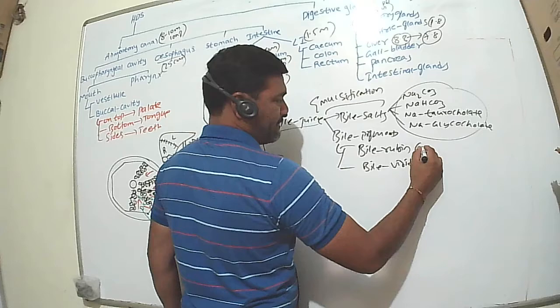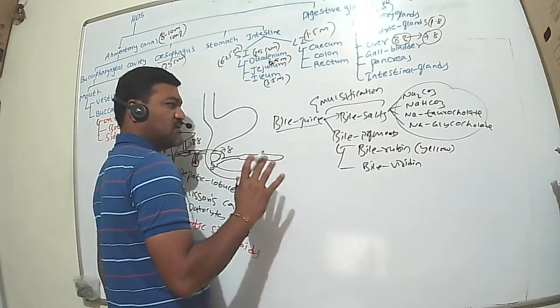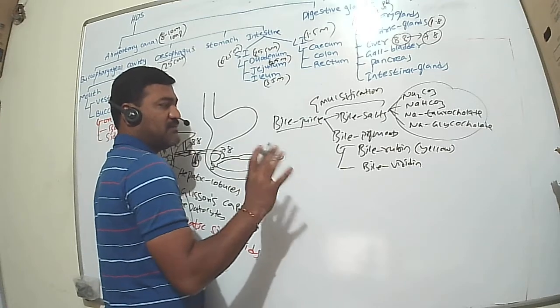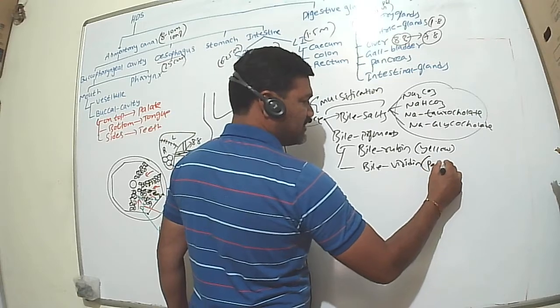Bilirubin is a yellow color pigment, which is the main component of bile juice. About 70% of the bile pigments is bilirubin, and the remaining 20 to 30% is biliverdin, which is pale green in color.